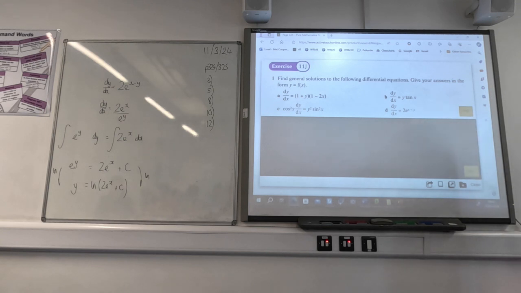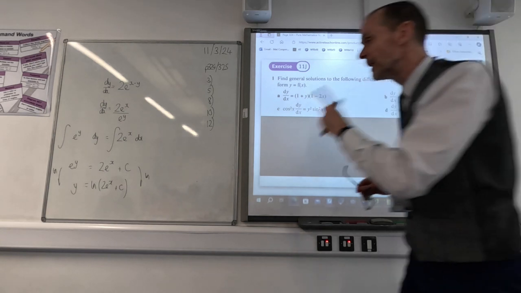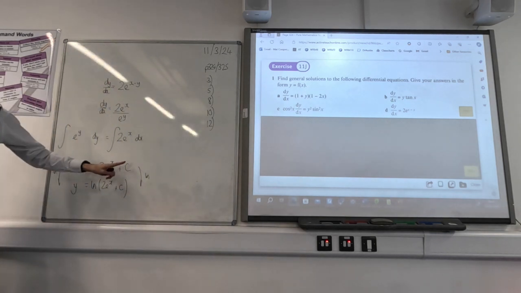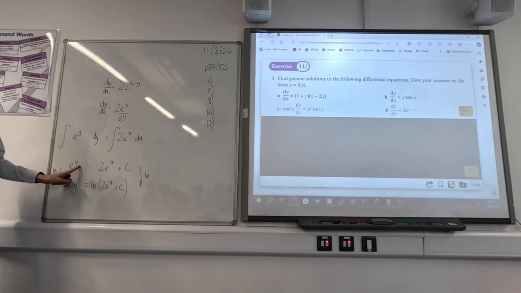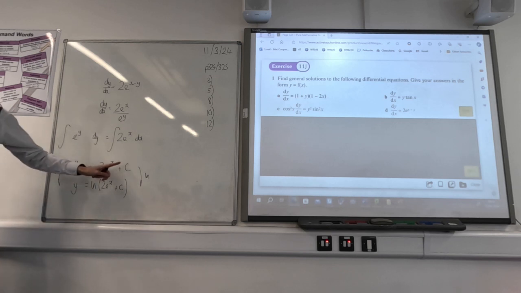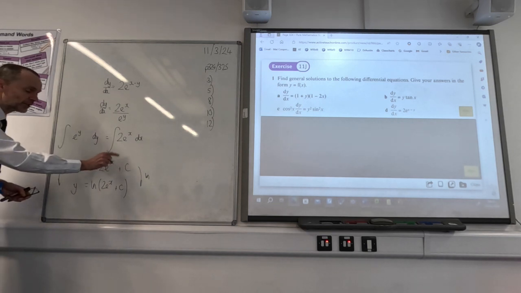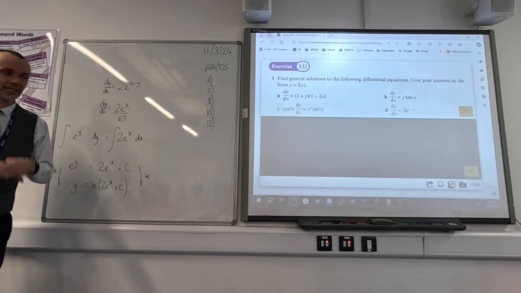Yes? Why do you only put the c on one side? Because if I've got a constant here and a constant here, I could take that constant away from both sides, which will just give me a different constant here. So we just write it on one side. We know there's potentially some number here and potentially some number here, so that is the combined constant.